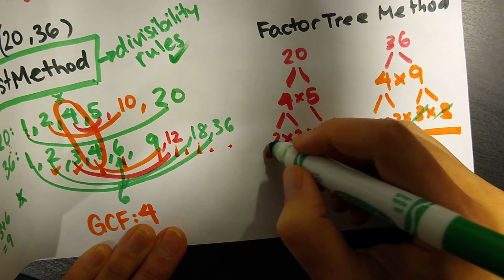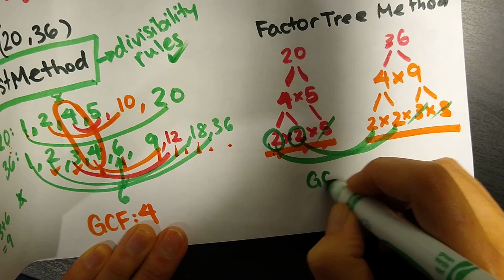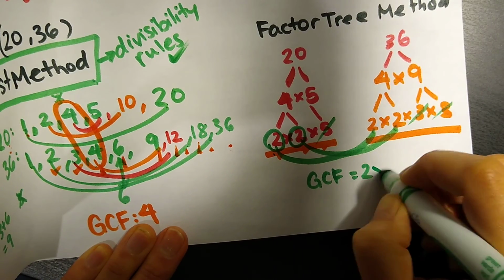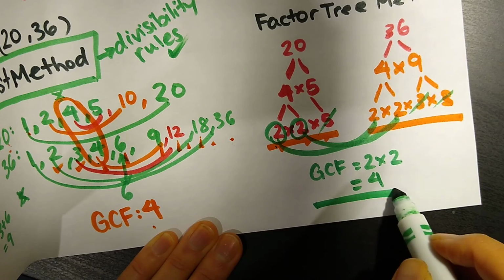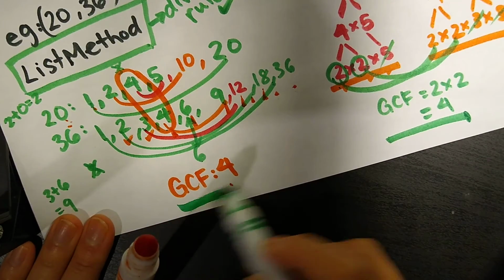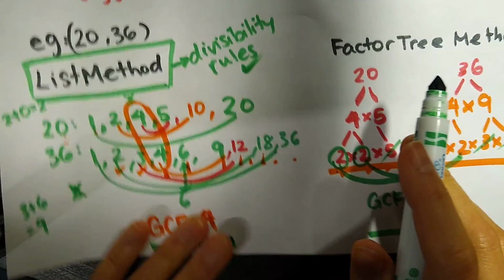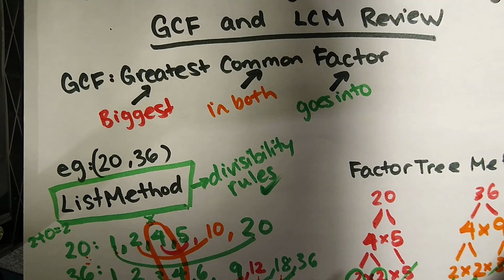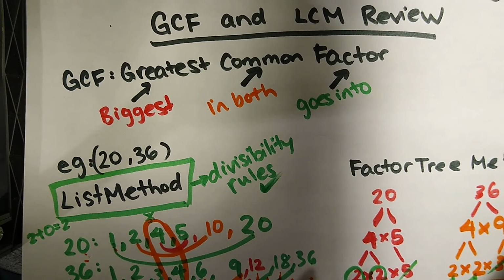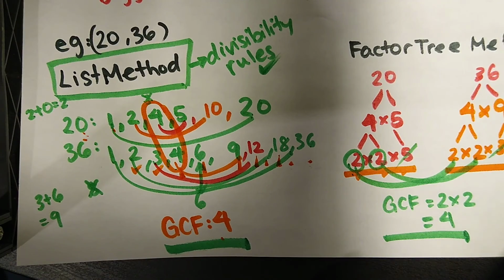After that, it's just a simple case of multiplying these two numbers together. So here, the GCF is 2 times 2, or 4. Notice how we get the same GCF here as we do here. These are just two different methods of finding the same answer. Okay, so that one is GCF, greatest common factor. Watch this video a couple times so that you can understand how it works, and then practice with the practice questions.